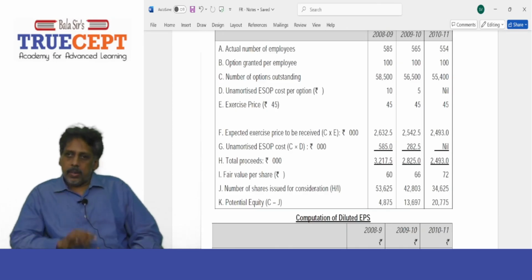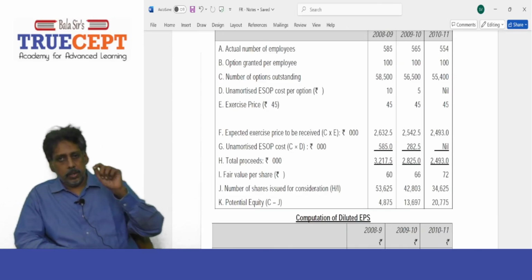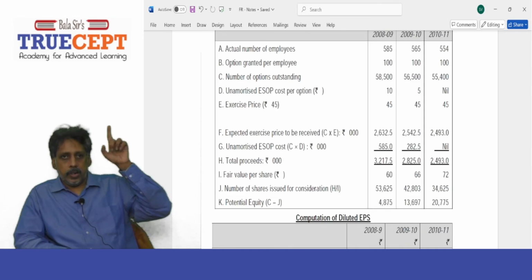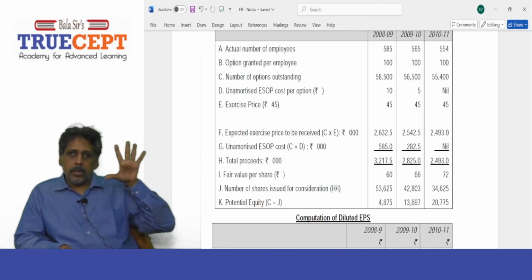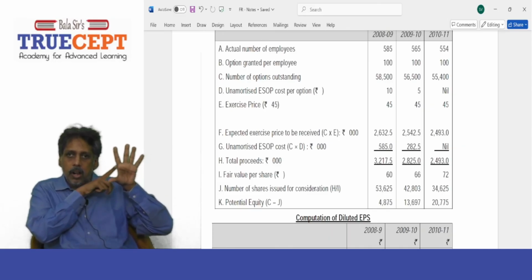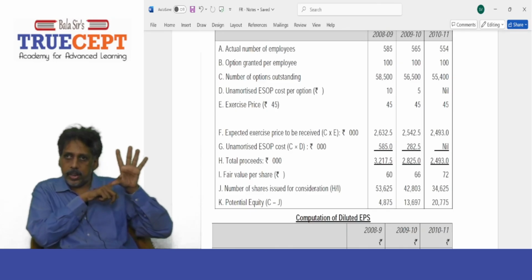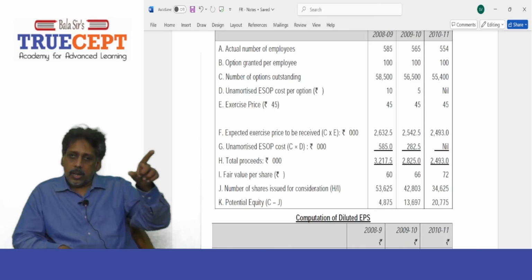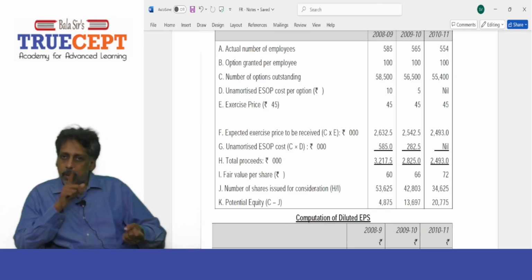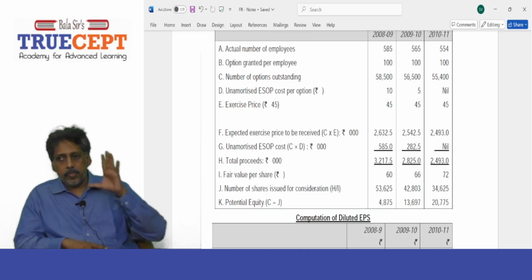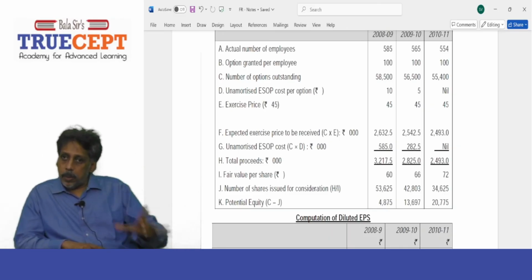People can take the calculator, okay? Just listen carefully. You can do this if you want to. Now tell me, for the first year, how many shares will be allotted? 58,500. If all the 585 employees decide to buy the shares at the end of first year, 58,500. Now tell me how much will be collected from the employees? 45 rupees plus another 10 rupees in cash. In all, 55.